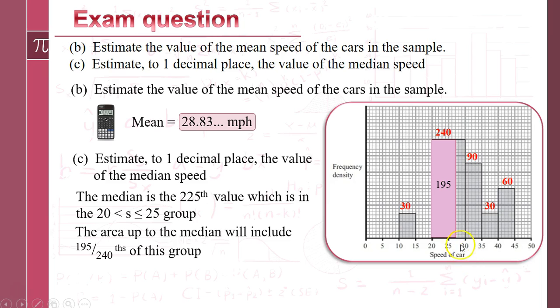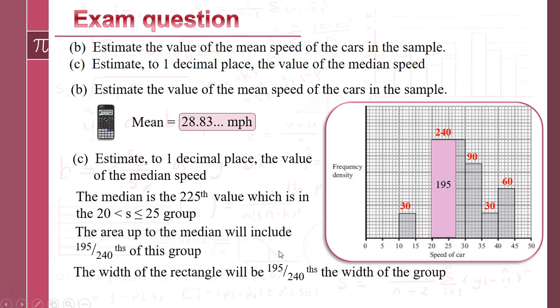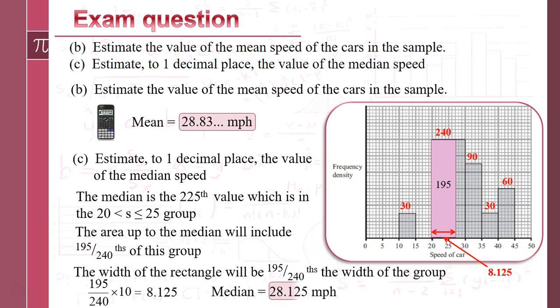Now the principle is exactly the same. We need to know what this value is down here, and because it's a rectangle, assuming these data values are equally spread out within this group, we need 195 240ths of the width of the entire group. So let's just do 195 240ths of the width of the group, which is 10, gives the value of 8.125. So therefore our value for our median is going to come from that being 8.125. So our median is 28.125 miles per hour. And there we go, histograms done and sorted.